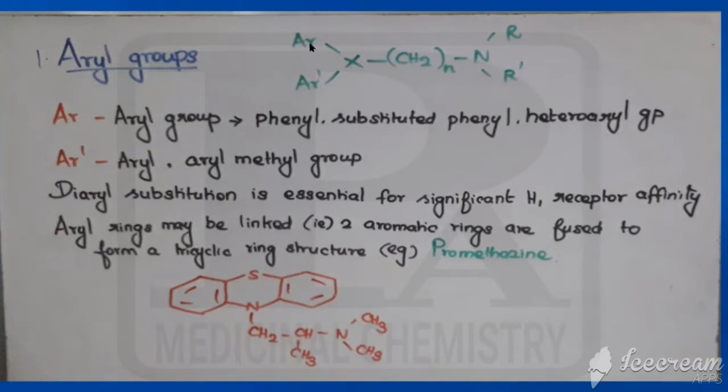Here we have Ar and Ar', both are aryl. The aryl group may be phenyl or substituted phenyl or heteroaryl. Heteroaryl means heterocyclic. So what about the Ar? Ar is aryl, that is phenyl or substituted phenyl or heterocyclic.